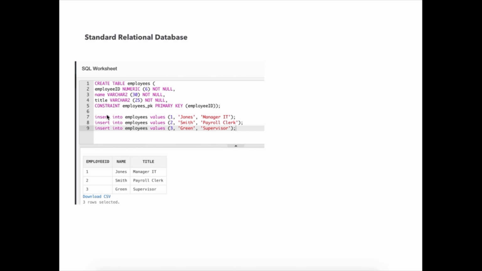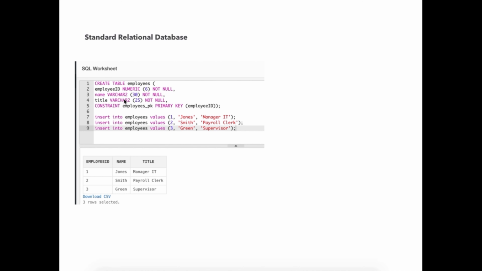For example, insert the first row, employee 1, Jones, manager IT. We are selecting a number, therefore there's no quotes, and we'll enter in a varchar. A varchar for name up to 30 characters, therefore whatever we enter must be 30 or less, and a title up to 25. Anything we enter here must be 25 characters or less, including the spaces. Anything above will prompt us with an error.